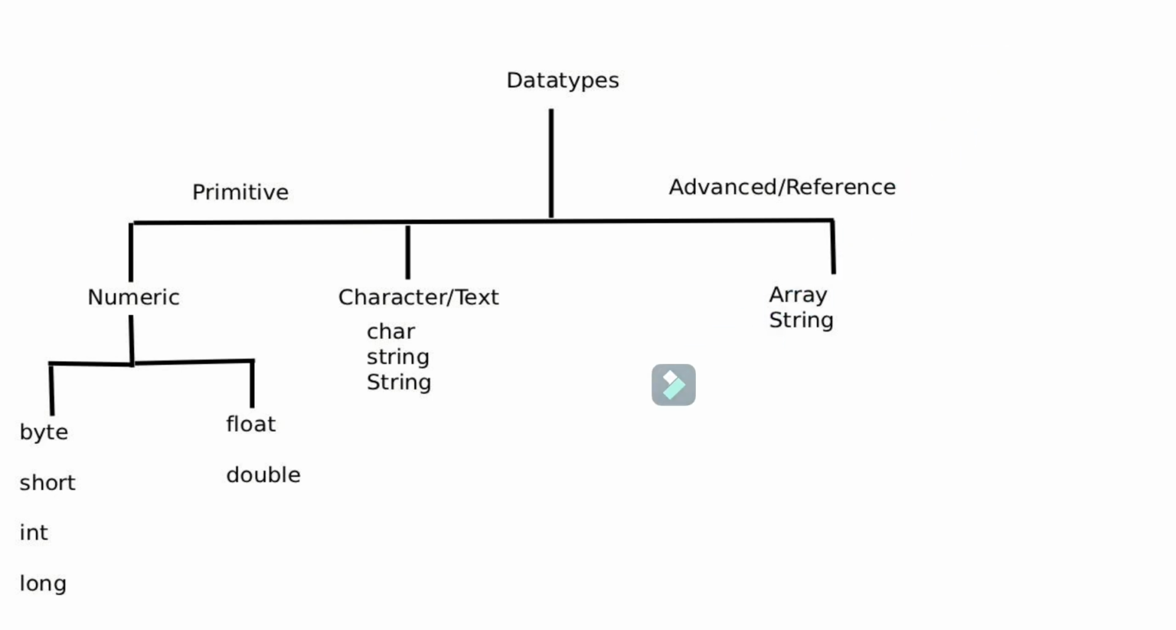Then we will go to reference data types. In reference data types we have array, string and word. Array is a continuous memory location, where you can access anything using an index. Similarly, string is an array of characters. So I told you about characters.